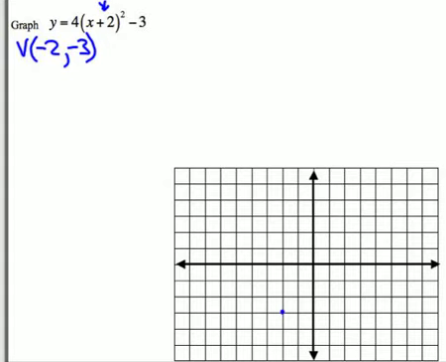And is the parabola moving up or down? Is it going up or down? Well, because this 4 is positive, we know it's going up. So parabola up. Okay? So I usually just put a little marker on it to tell myself that it's going up.